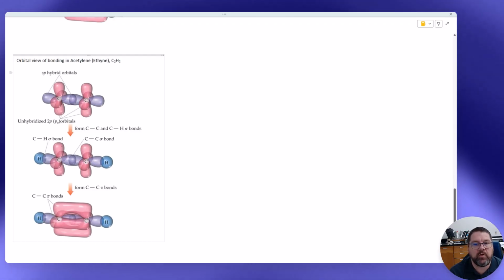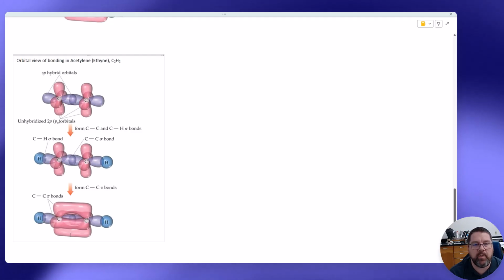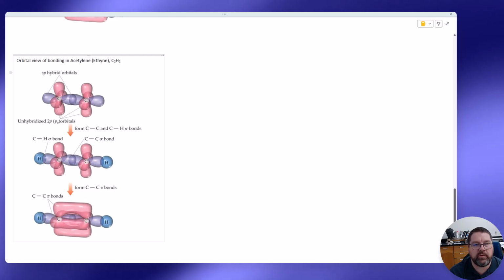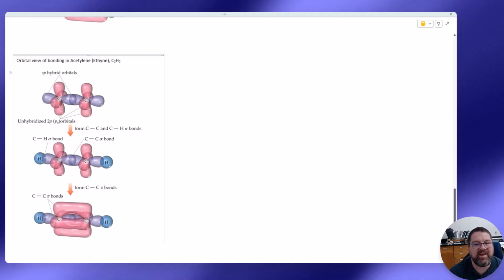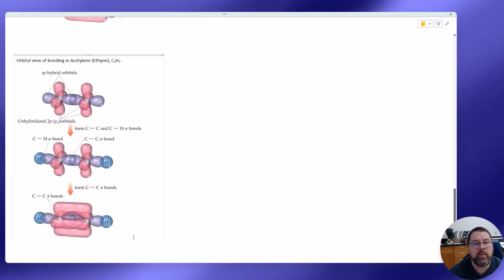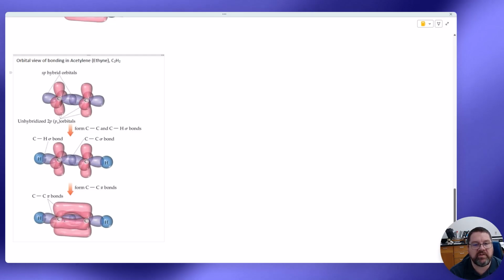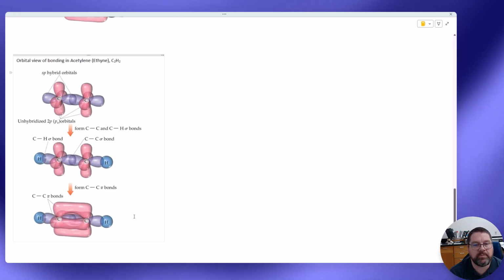So the vertical orbitals here are going to share sideways above and below the internuclear axis, and these orbitals that are sticking out towards you and going back behind the model are going to overlap sideways and create a second pi bond. So acetylene has 3 carbon-carbon bonds: a sigma bond, and then 2 separate pi bonds.